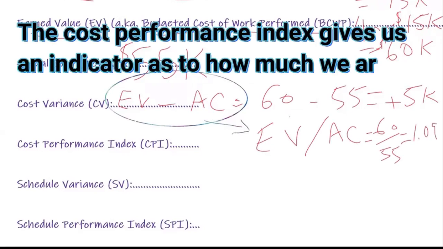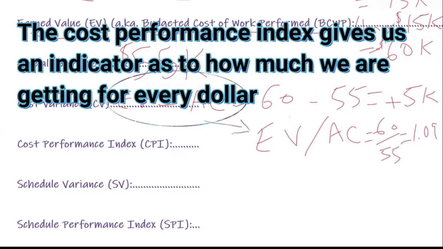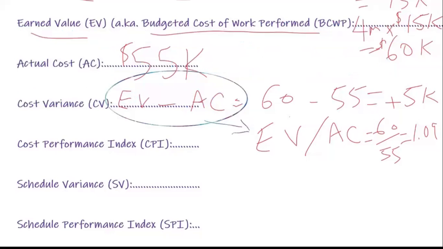And that will give me 1.09. And what that tells you is that for every dollar that you had budgeted on this project, you're actually getting $1.09 in value. If you look at the formula, it says that I got $60,000 worth of value by spending $55,000 of the money. And that means I got $1.09 in value for every dollar I had planned to spend. Or basically, I accomplished $1.09 of value of work with every dollar that I invested into this one project. So we're actually doing really well for money.